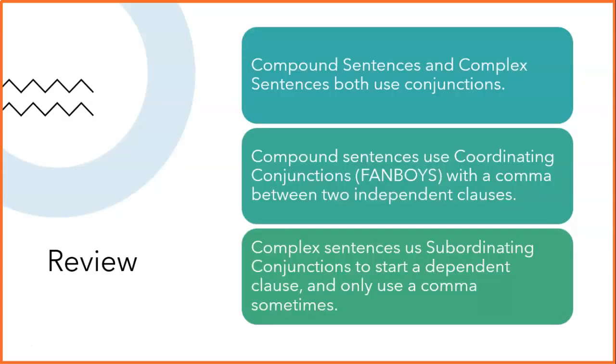Okay, let's review. Compound sentences and complex sentences both use conjunctions. Compound sentences use coordinating conjunctions, which are FANBOYS, with a comma between the two independent clauses. Complex sentences use subordinating conjunctions to start a dependent clause and only use a comma sometimes.